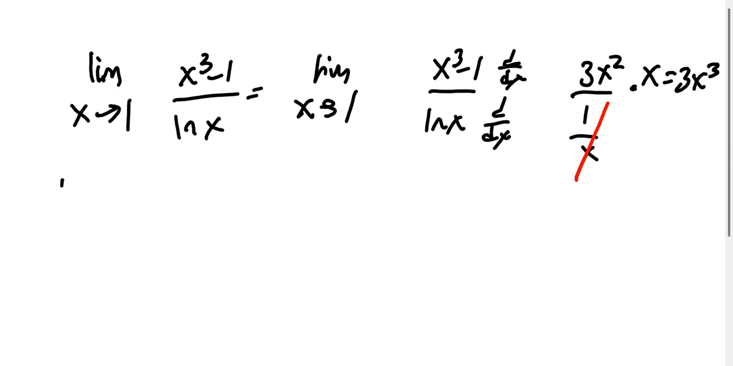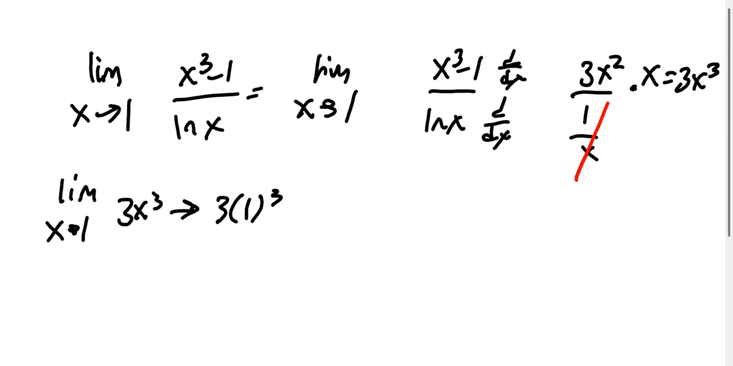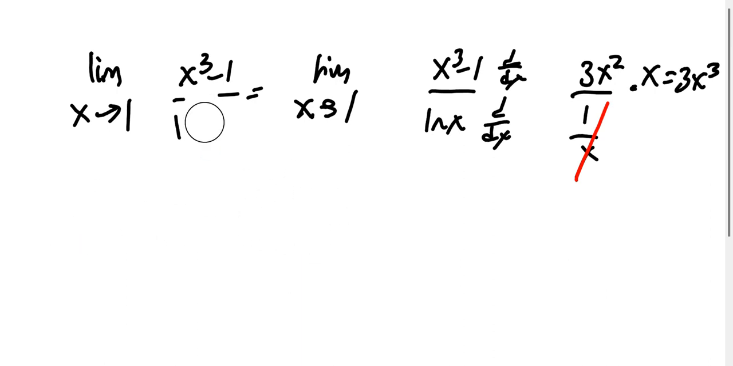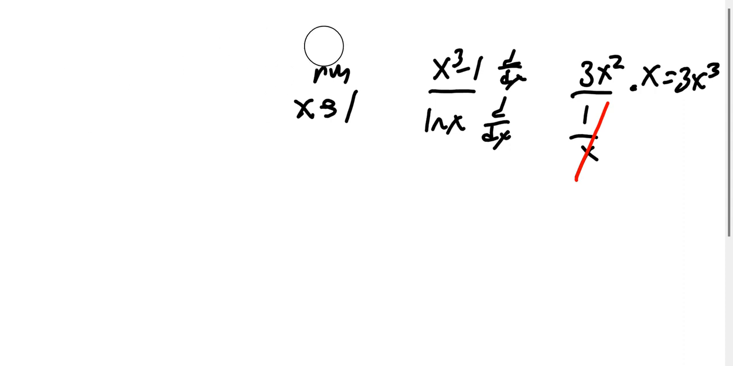So now we have a limit as x approaches 1 of 3x to the 3rd. Now we can easily substitute in 1 here. So all we've got to do is say we have 3 times 1 to the 3rd, and this is going to equal 3. So that is the limit as x approaches 1 of x to the 3rd minus 1 over the natural log of x. As you can see, if we did direct substitution, we would have 0 over 0, which is obviously undefined.